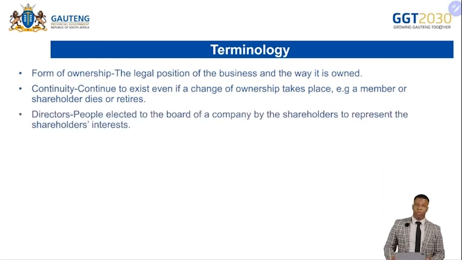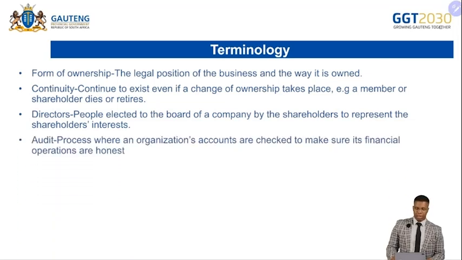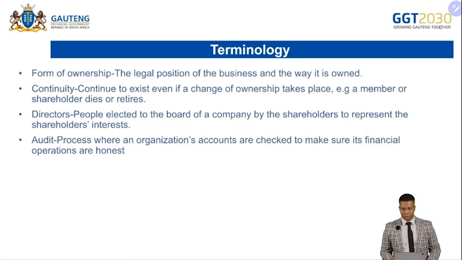Then we also look into directors. What do we mean by that? It refers to people elected to the board of a company by the shareholders to represent the shareholders' interests. We also have the term audit, which refers to the process where an organization's accounts are checked to make sure its financial operations are honest. So auditing is a process whereby an organization's accounts, meaning the money that is in the business accounts, are checked to make sure that the financial operations are conducted honestly and in a legal way.